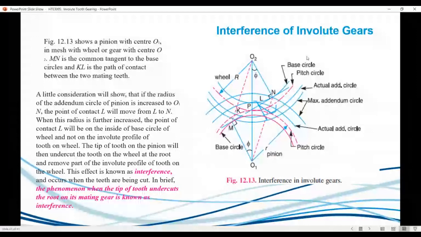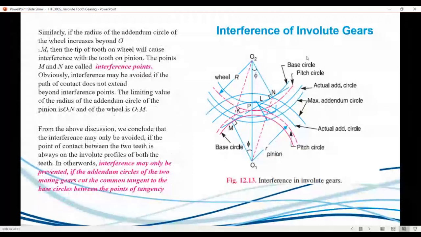If we increase that to a point, the contact L will be inside of the base circle, and not on the involute profile of the tooth, the one where they're nicely meshing. And if we do that, we're going to get interference. So the key word here is addendum. If we increase the addendum, then we're going to get some interference, right? The phenomenon where the tip of the tooth undercuts the root of its mating gear is known as interference. It's just the same thing I've been mentioning the whole time.